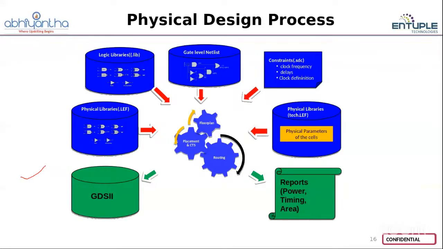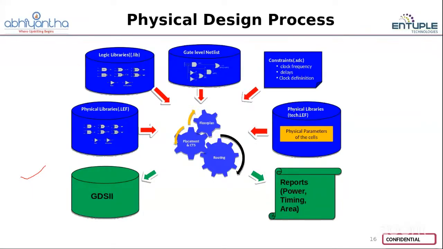Like your synthesis process, your physical design process also requires multiple files. In detail, the most important file is your gate level netlist file, which you got from the synthesis side. Then you need a logic library. Then you have the constraint file. Again, this constraint file we also got from the Genus tool, but the input constraint side and the output constraint side are completely different.